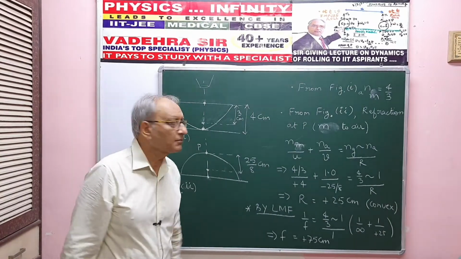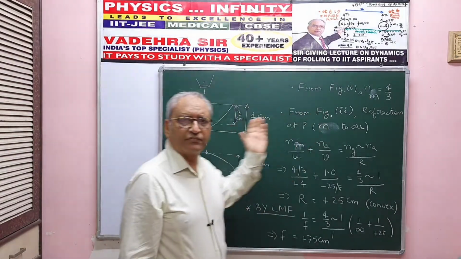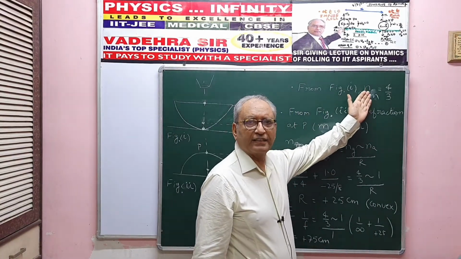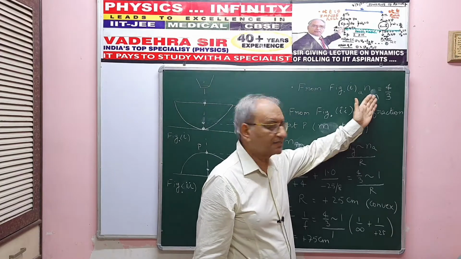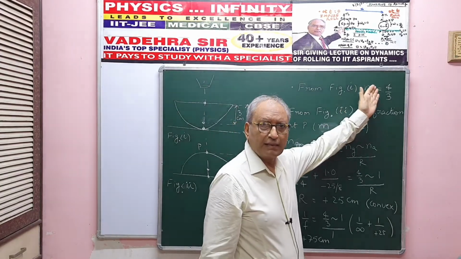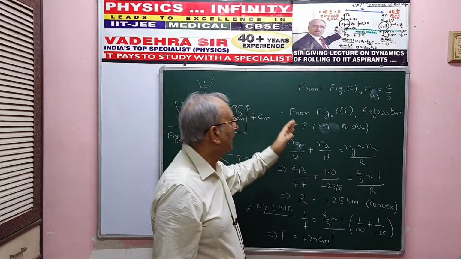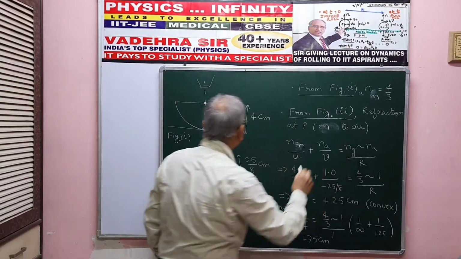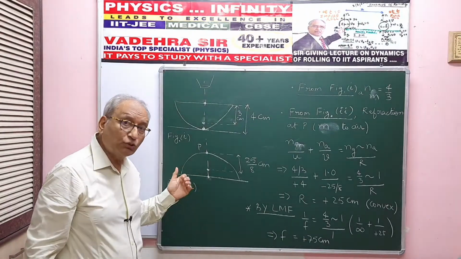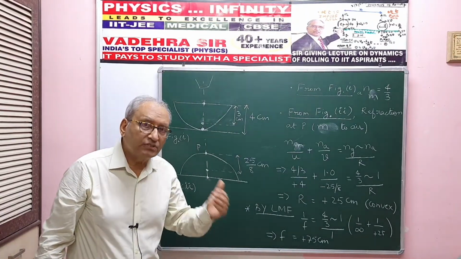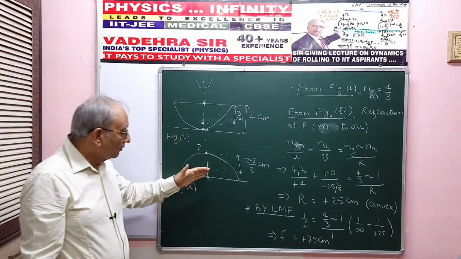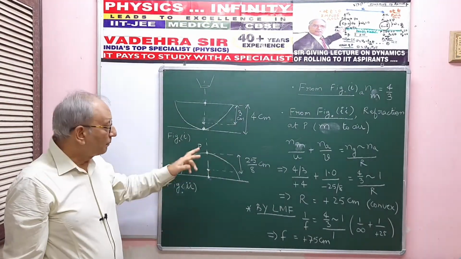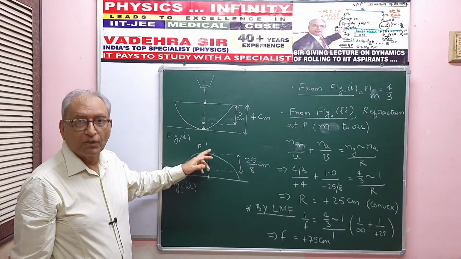Okay, let's get going. From the first information, real depth upon apparent depth, easily I get the refractive index for the material of the lens with respect to air as 4/3. This is from figure 1, then I take on figure 2. For figure 2, I am using the condition that the rays are going from material to air. So P is the pole.